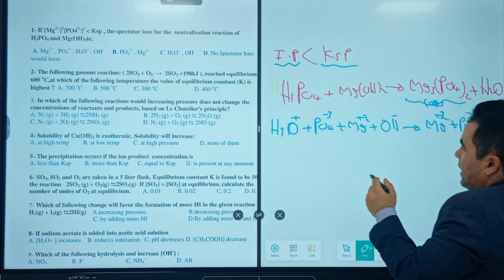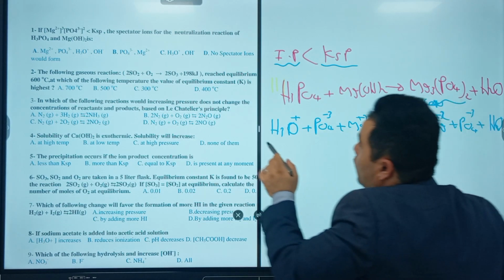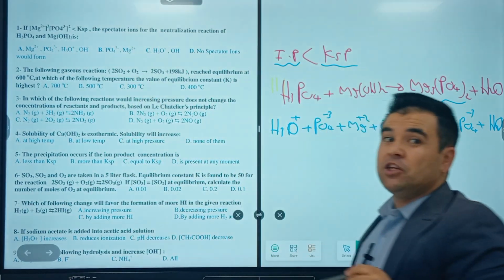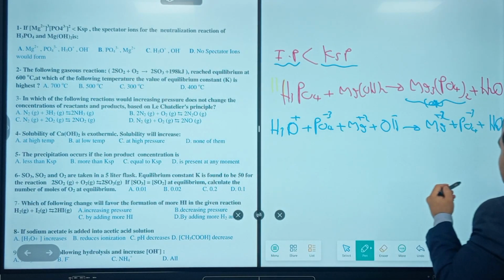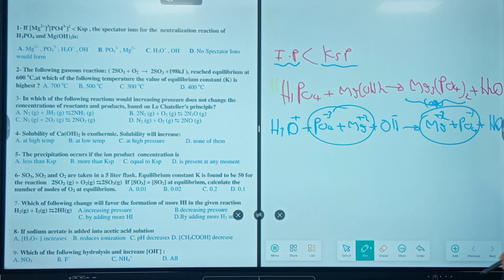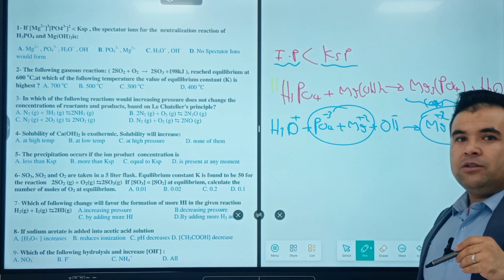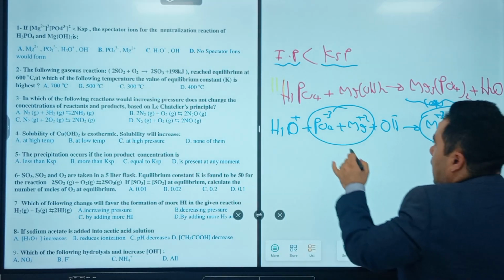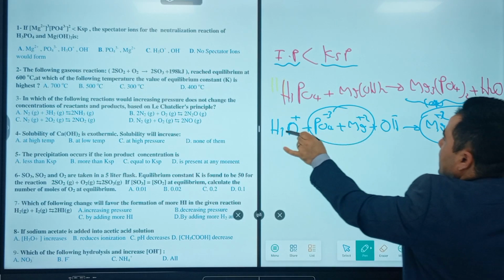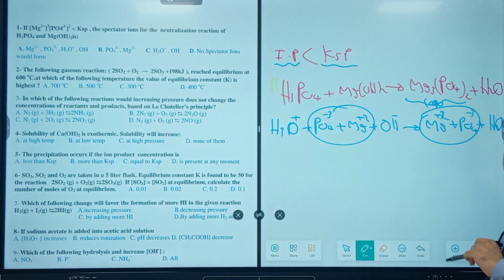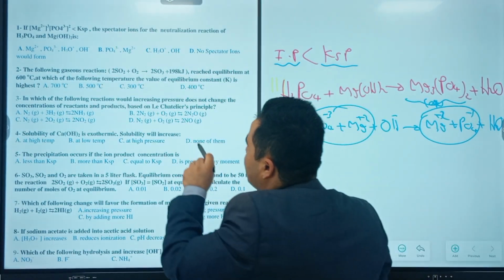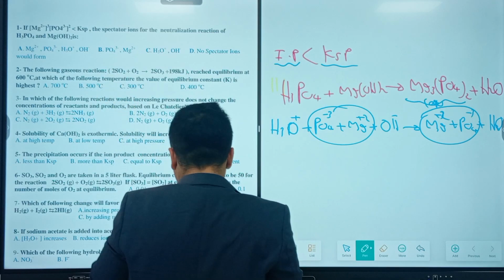Guys, what are the spectator ions in this reaction? As you can see, Mg and phosphate appear on both sides without undergoing a reaction, so they become the spectator ions. But the hydroxide and hydronium react to form H2O in a neutralization reaction. So the correct answer for this question is B.